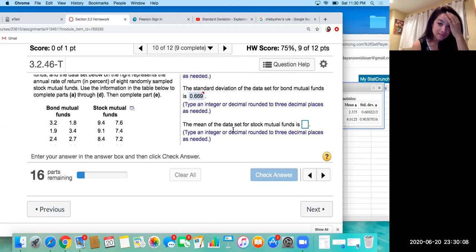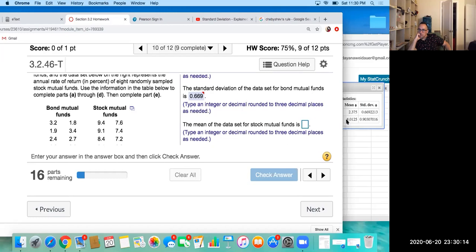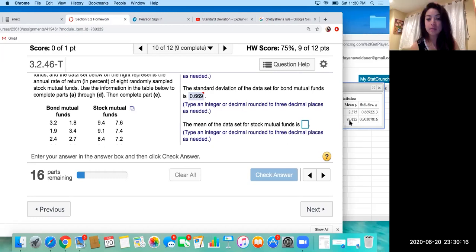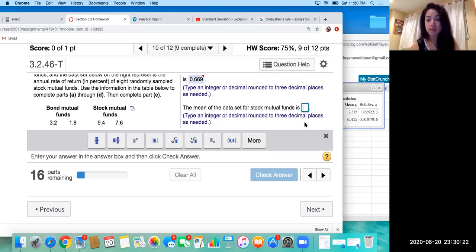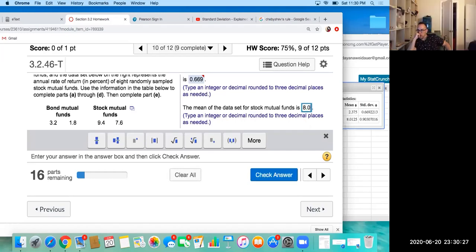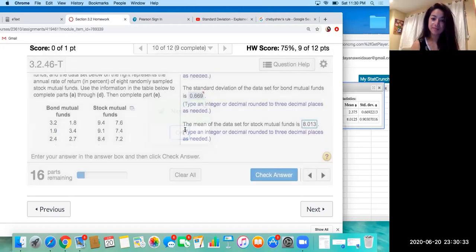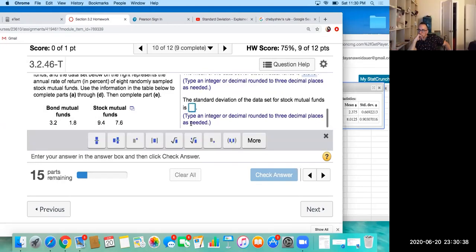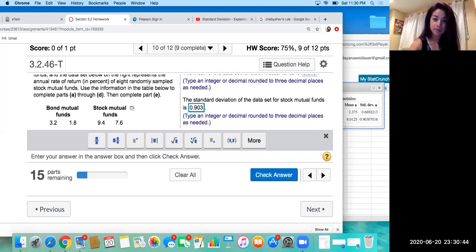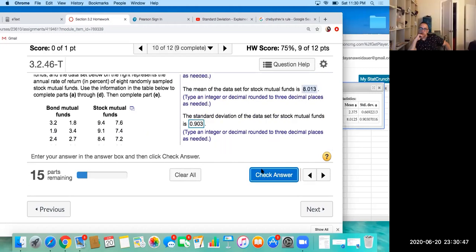The data set for stock mutual fund. The mean of the stock mutual fund is. So we said the bottom is the stocks now. It's 3 decimals, so it's going to be 8.013. Right. Okay. Stock 0.903. Right? 0.903, yes.